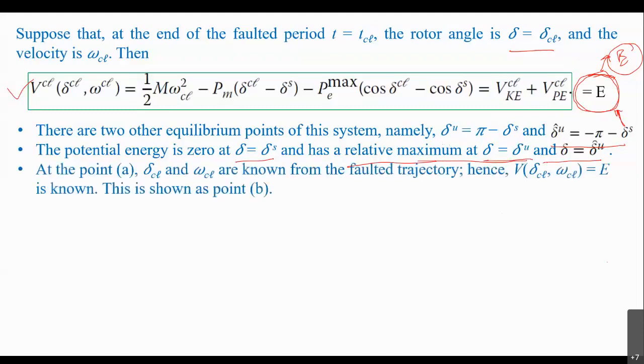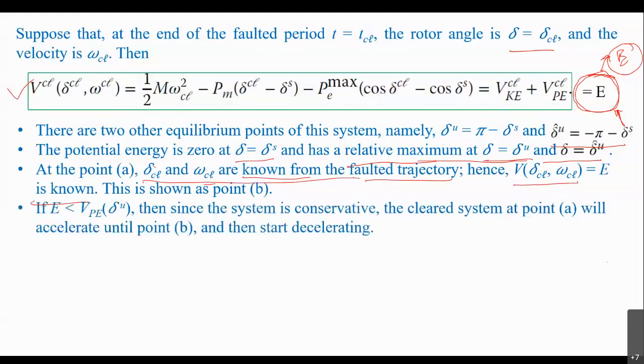At the point A, where the clearing delta CL and omega CL are known from the faulted trajectory, hence V of delta CL and omega CL equal to E is known. So this delta CL and omega CL are calculated from the faulted equation. Then by substituting them in the energy function, we calculate the total energy in the system. So this is marked in the point B.